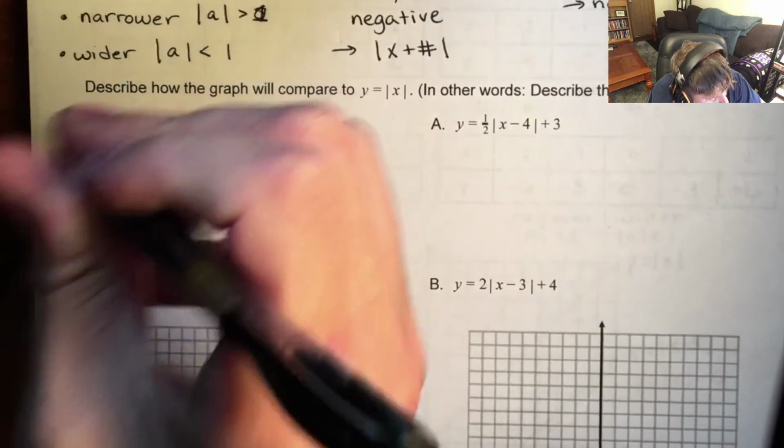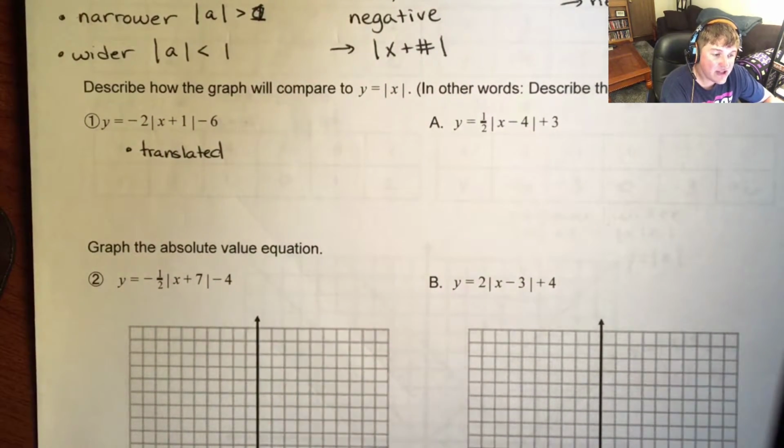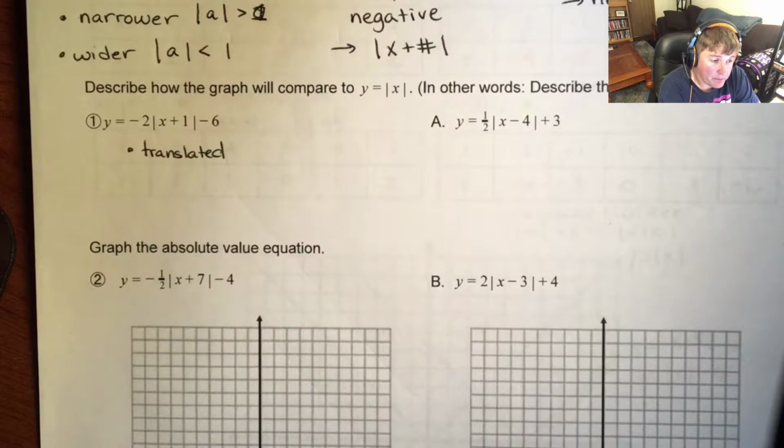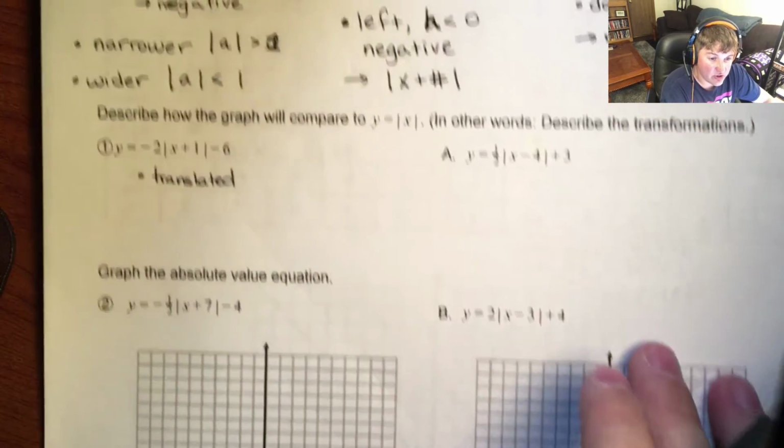Okay, let's talk about left and right. Okay, x plus 1. How is that moving that middle vertex point? That vertex being the peak of the V. So where is that moved if it's plus 1? So let's go up here and look.